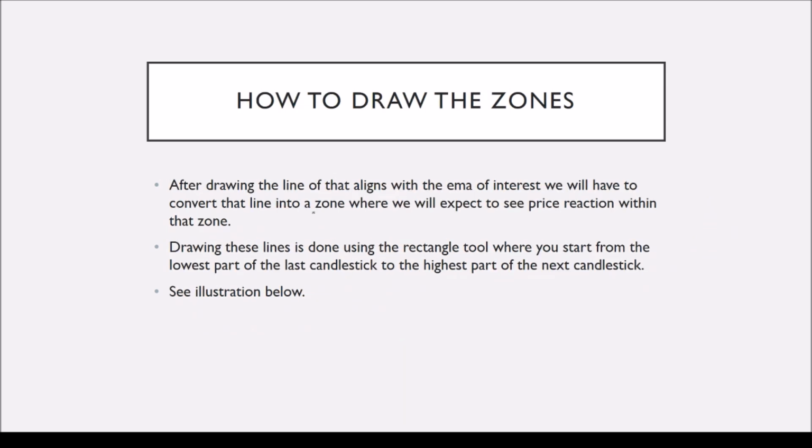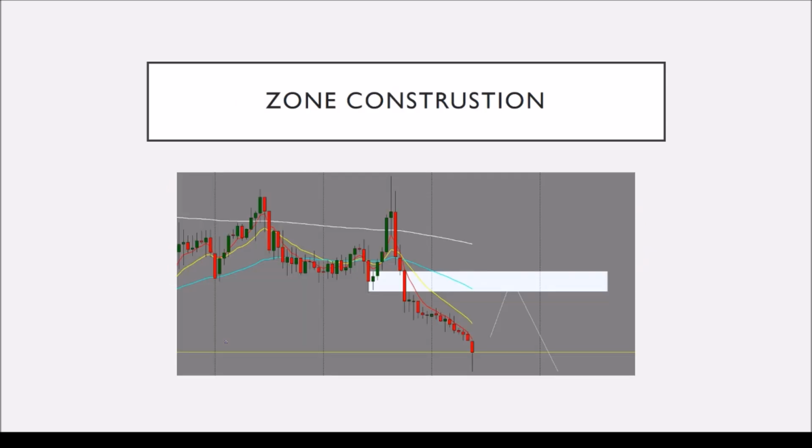So here is how to draw the zones. After drawing the line that aligns with the EMA of interest, we will have to convert that line into a zone where we will expect to see the price action reacting within that zone. Drawing these zones is done using a rectangle tool, where you can start from the lowest part of the last candlestick to the highest part of the next candlestick. Here is the illustration of what we mean.